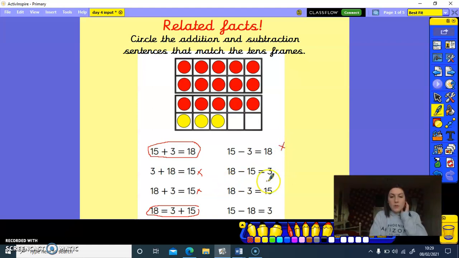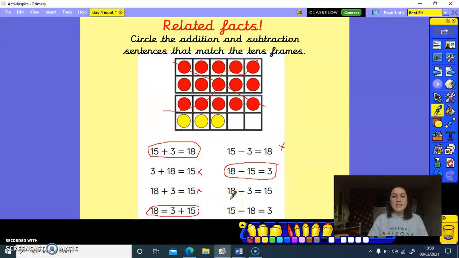This one here, what do we think so far? 18 take away 15 equals 3. Well, let's work it out. We know we've got 18 here. Let's take away the 15, which would be all of these red ones. So let's just cross all of those out. We're left with 3. So this one is correct. And I also know it's correct because I've got my big number at the beginning. Take away 15 equals 3.